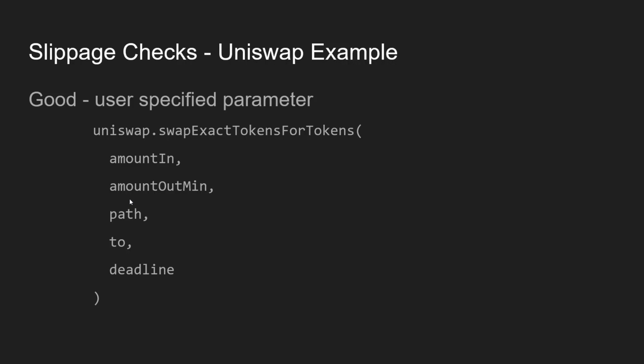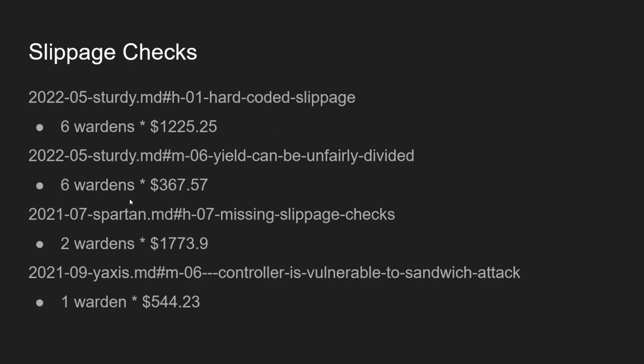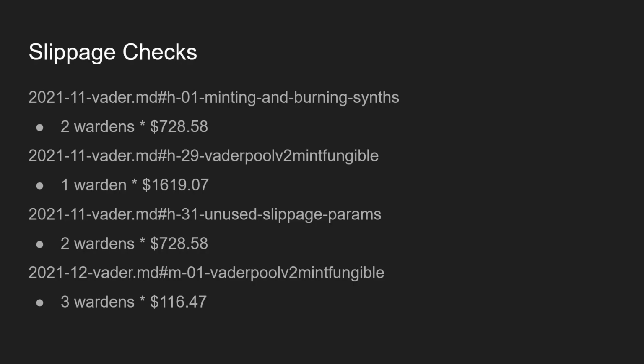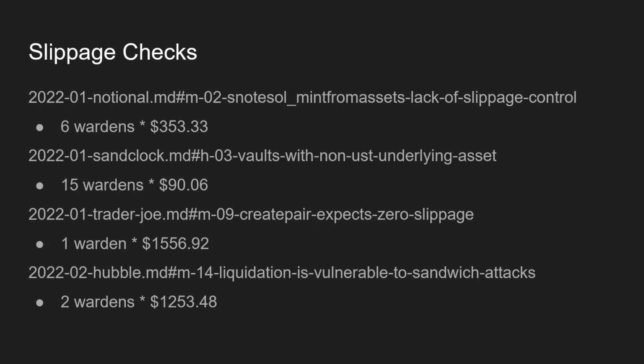Issues around slippage are actually fairly common in Code Arena contests. In fact, there are 19 instances where this has happened in previous audit reports. I've made a list here and I'll share all the links to these reports in the video description below. These are the payouts that the warden received for finding this issue and how many wardens found that particular issue. I do recommend you read through these other instances of slippage issues in past audit reports and just compare and contrast them to this particular finding in the Sturdy audit.